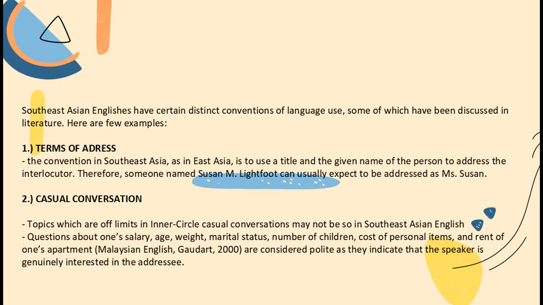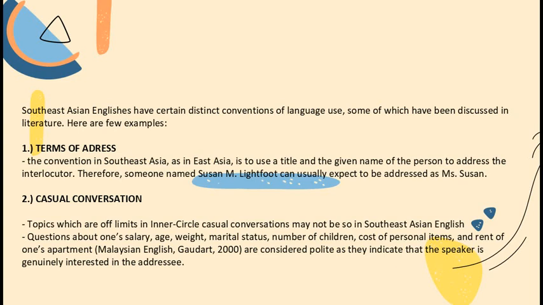Many other features shared with the outer and expanding circle Englishes, such as reversal of the word order of the object and adverb in sentences, reversal of subject and verb in embedded questions, coordination of clauses in different moods, and distinctive usage patterns of prepositions, have also been described as part of Philippine English. Discourse. Southeast Asian Englishes have certain distinct conventions of language use, some of which have been discussed in the literature. Here are a few examples.